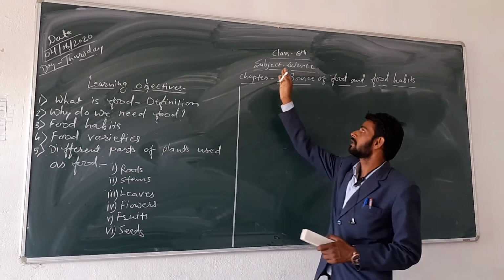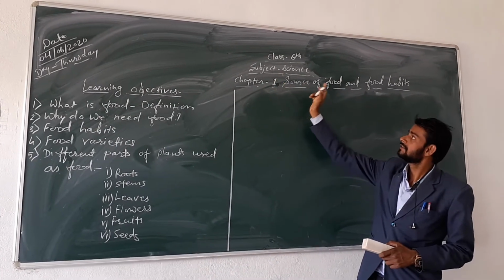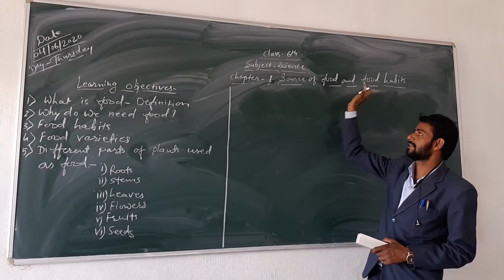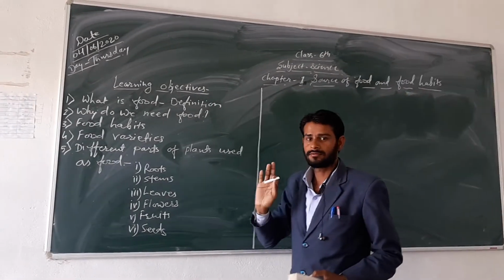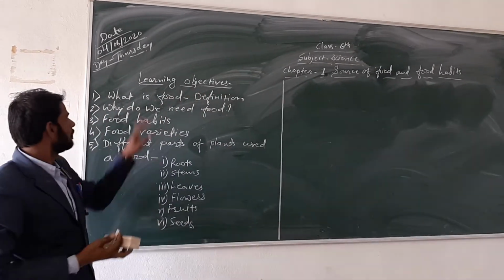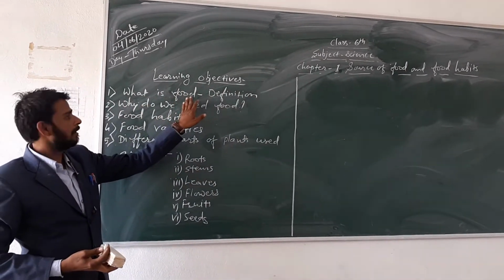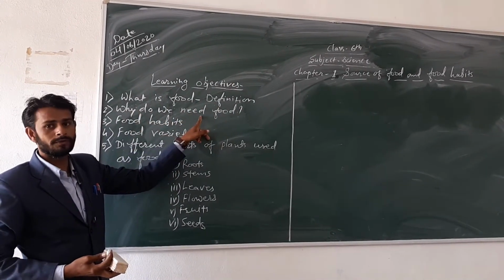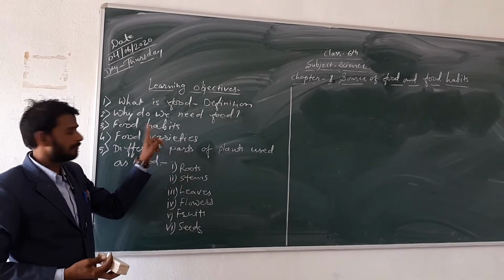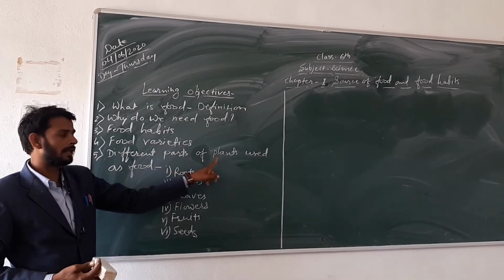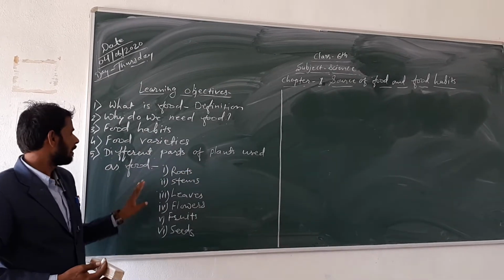Today we are going to study the first chapter, sources of food and food habits. Our learning objectives will be: first, what is food and its definition; second, why do we need food; third, food habits; fourth, food varieties; fifth, different parts of plants used as food.